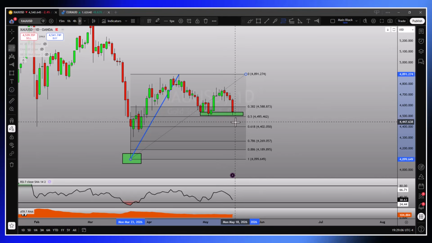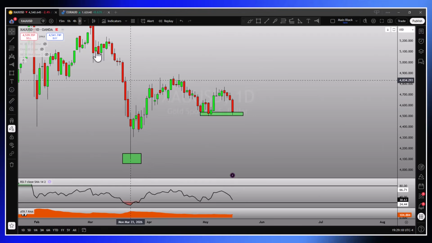I eyeball these guys whenever I do these videos. I don't do the analysis beforehand. I thought we hit a 50% retracement and we do not. So I take that back. So that's not going to be an advanced pattern formation here. This is why we double check everything.